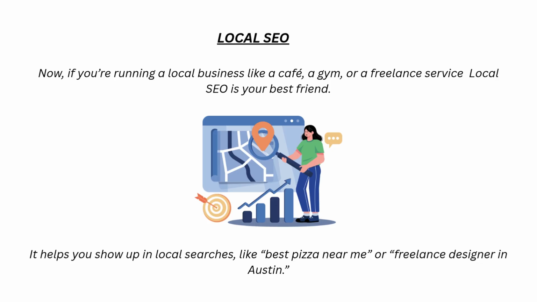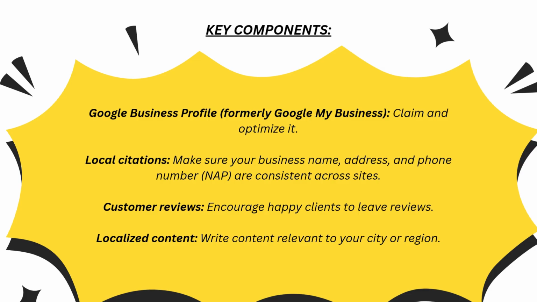Local SEO. Now, if you're running a local business like a cafe, a gym, or a freelance service, local SEO is your best friend. It helps you show up in local searches, like best pizza near me, or freelance designer in Austin. Key components. Google Business Profile, formerly Google My Business, claim and optimize it. Local citations. Make sure your business name, address, and phone number, NAP, are consistent across sites.